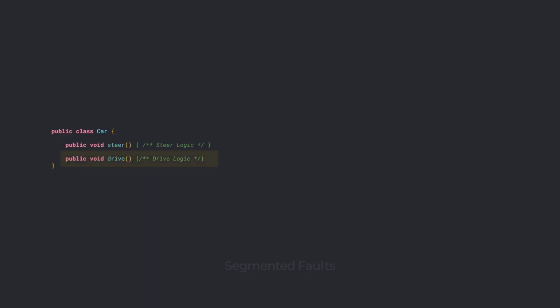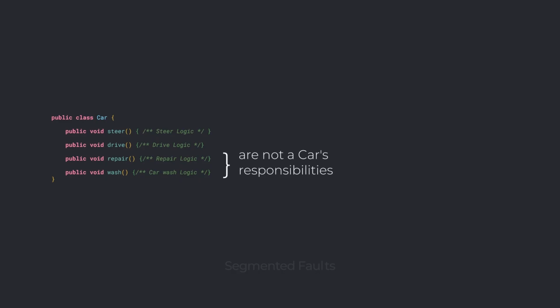A car is responsible for moving and steering itself, so this class follows the single responsibility principle. But then you decide to add a car washing feature to your game, and how about a repair feature as well? We can simply add these functions to the car class. But is washing and repairing itself the responsibility of the car? No. A mechanic should be responsible for repairs and a car wash for the washing.